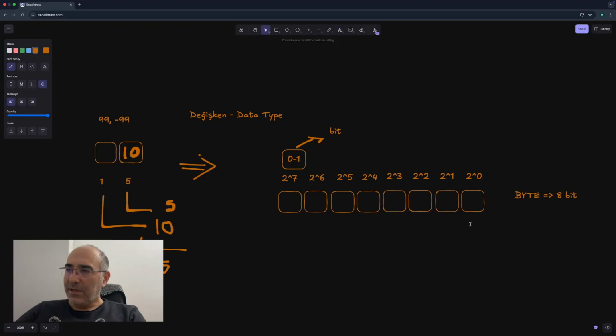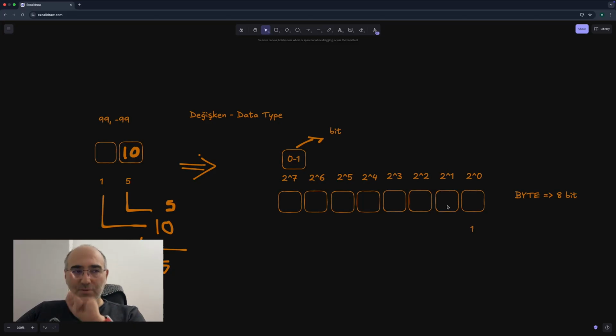So, I come here, for example. I say 1, 2. 2 to the power of 0, 1. 1 times 1, 1. What's left? 4 is left. Now, what's here? There's 2. Right. Now, can I write 2 in here? I can't. I can either write 0 or 1.